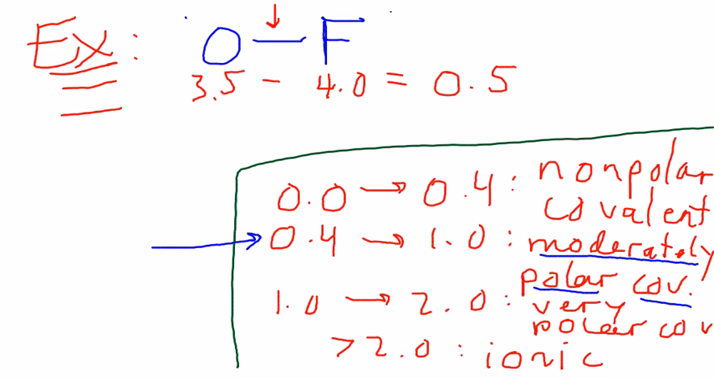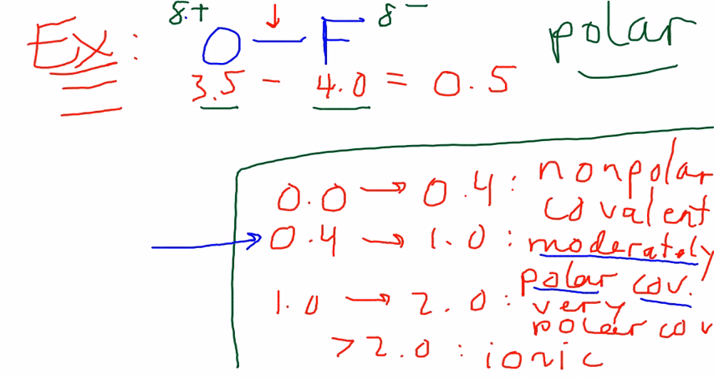Since it's a polar bond, we want to map on the partial charges. So the fluorine side, since it has a higher electronegativity, is partial negative. The oxygen side, since it has a lower electronegativity, is partial positive. There we go. So there's a separation of charge, and this would be considered, again, moderately polar covalent. And again, what this means is that there's going to be more electrons around the fluorine more of the time. That's where you're getting the partial charge from. It's not permanent, it's partial.